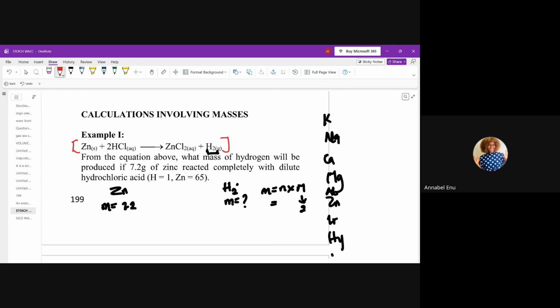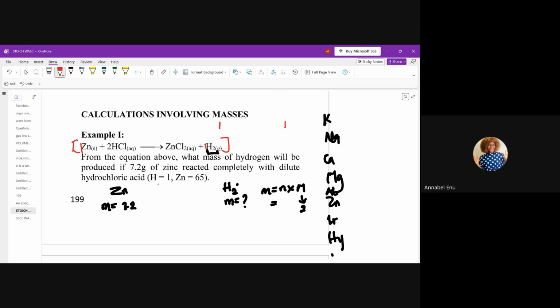So zinc, the coefficient here is 1, and that of hydrogen is 1. So that means we require 1 mole of zinc to give us 1 mole of hydrogen. I said there is a direct relationship between coefficient and number of mole. So if one zinc gives us 1 hydrogen, it means in terms of number of mole, the number of mole of zinc would also be the number of mole of hydrogen.